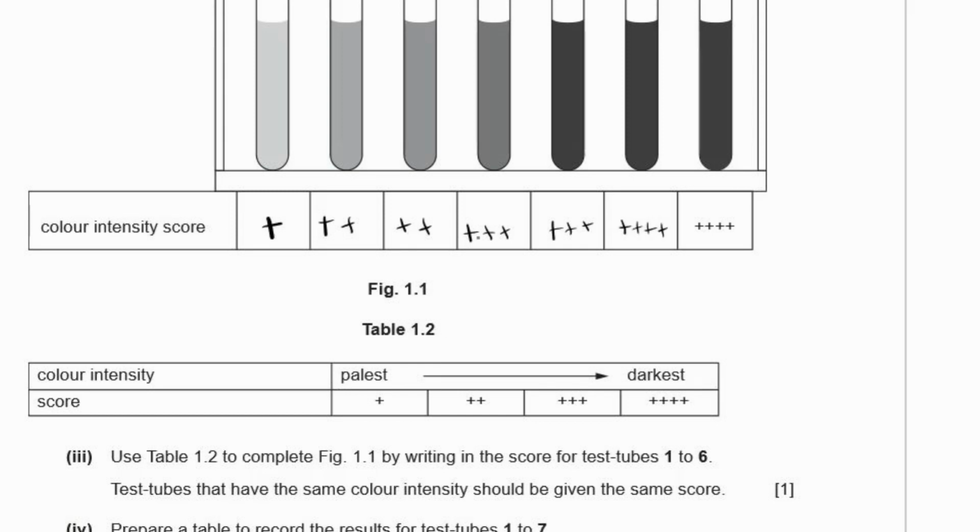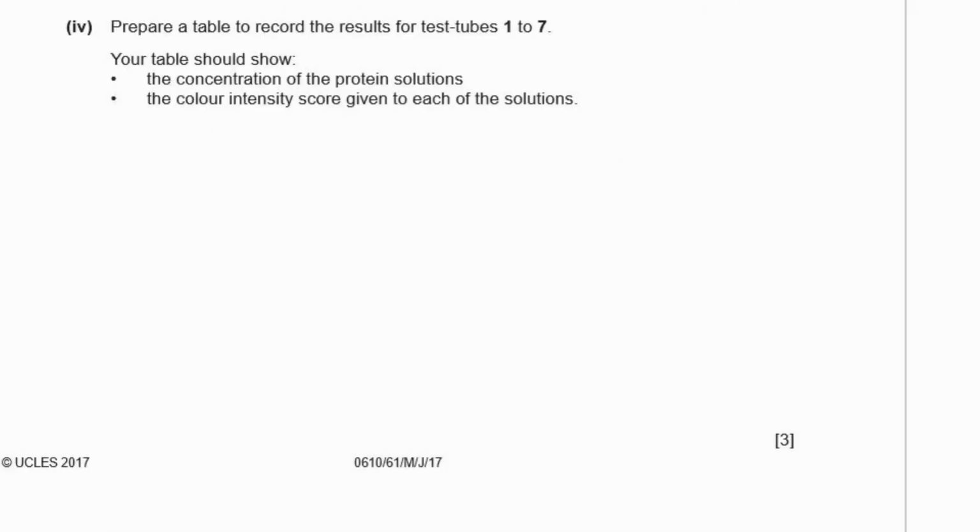Okay, there's a little bit of leeway they'll give you. If you judge this one to be the same as this one, or maybe judge these two to be the same, there's a little bit of leeway they'll give you. But for the most part, palest on the left, darkest on the right, and using this plus scale. Okay, and 4, prepare a table to record the results for test tubes 1 to 7.